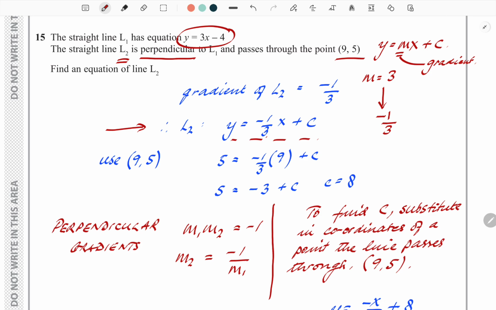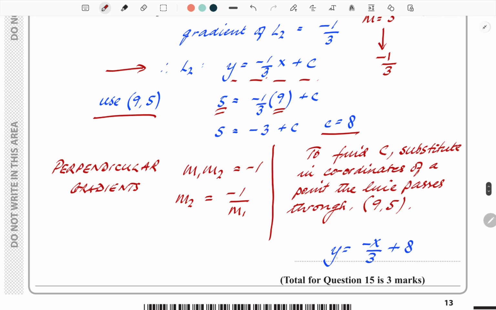and also a useful bit of revision there. So, all right, we're going to use the point 9, 5. So y equals 5 when x equals 9. So 5 equals minus 1/3 times 9 plus c. So that's 5 equals minus 3 plus c. C equals 8. So the equation of the line is y equals minus x over 3 plus 8. And before I confuse you guys, that is exactly the same as writing minus 1/3 x plus 8. All right? Same thing.